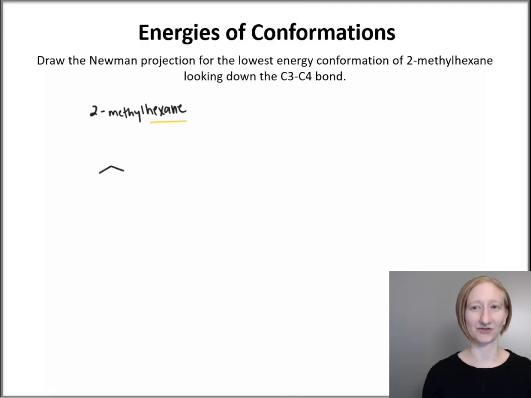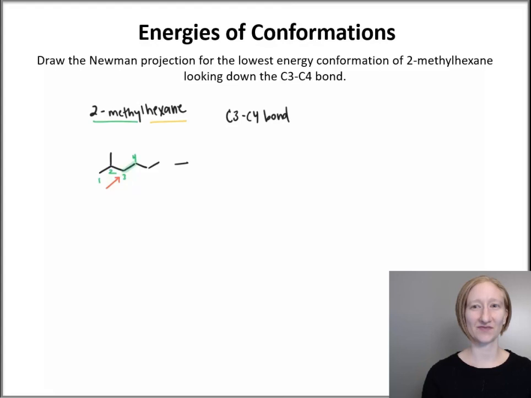First, we can draw the line drawing. And if this is at all tricky for you, then go back and work through our previous video to remind yourself about naming and drawing line structures from names. Okay, now we need to identify the C3-C4 bond. So we number our carbon chain according to our IUPAC naming system. And so this bond, highlighted in green between carbon 3 and carbon 4, is the bond we'll be looking down.